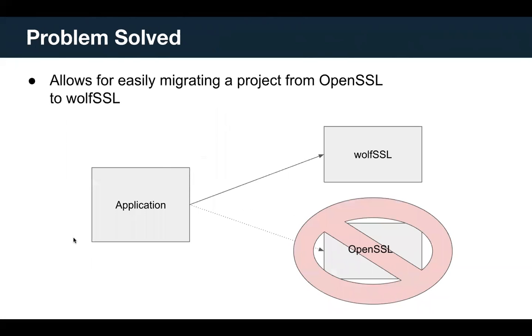The problem that the compatibility layer solves with having all of these APIs and structures mapped is to allow for easily migrating from OpenSSL to wolfSSL. This is done by taking an unaltered application that was previously linked to OpenSSL and migrating it to wolfSSL by only updating link and include paths.